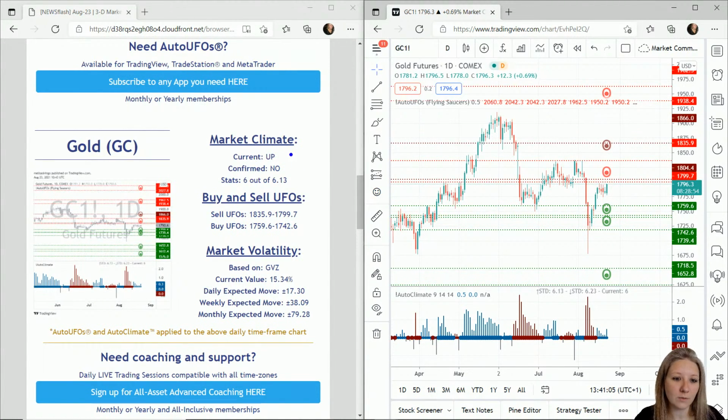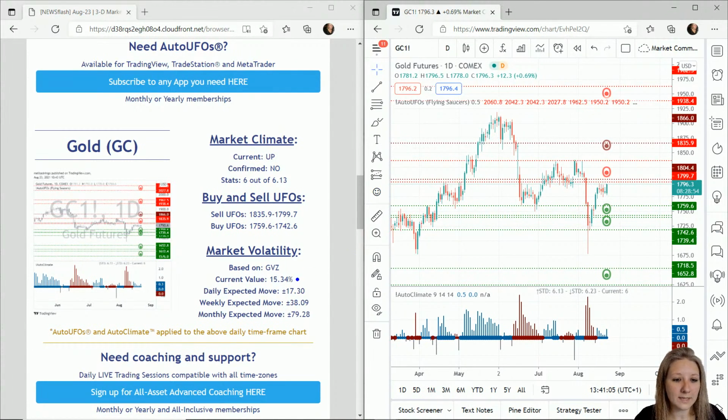Okay, so with gold, we have an unconfirmed climate. It's a thin dot. That tells us not enough probability either way, kind of indecision in this market. Now we have buy orders down here at 1759.6 to 1742.6, and we have sell orders up here at 1835.9 to 1799.7. We're closer to the sell orders, so we may see that price hits these sell orders and comes down a little bit before it hits the buy orders. Overall, not enough probability either way to call it though, because the climate is unconfirmed, it's undecided.